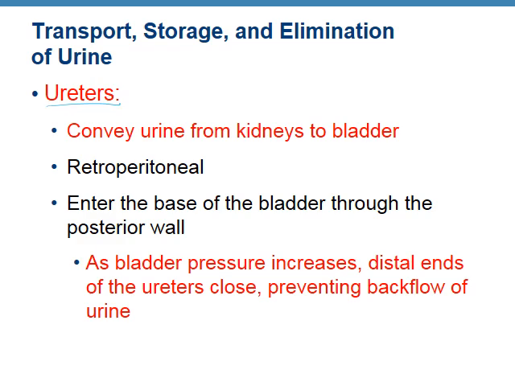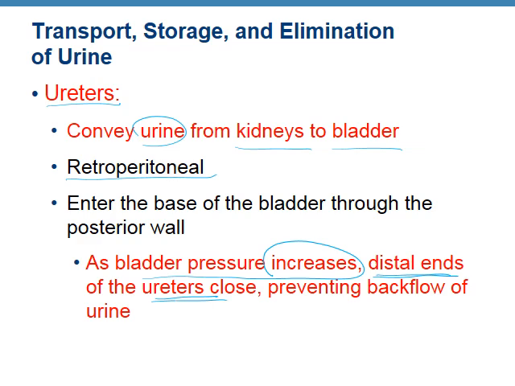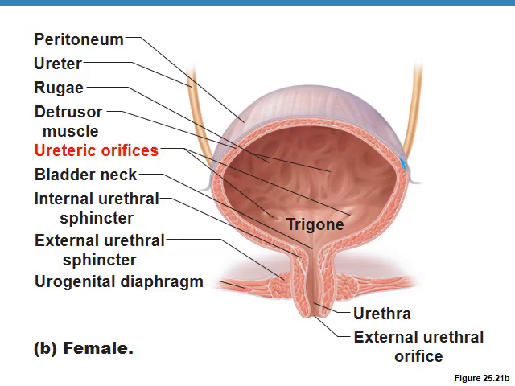The ureters are going to convey urine from the kidneys to the bladder. They're also retroperitoneal. As the bladder pressure increases, the distal ends are going to close, and that prevents backflow into the kidneys. It's kind of hard to see, but they're saying the distal end, right? The kidney would be up here, so this would be the proximal end, and this would be the distal end. As the bladder expands and fills with urine, it's going to block off the distal end of the ureter so that urine cannot backflow into the kidneys.